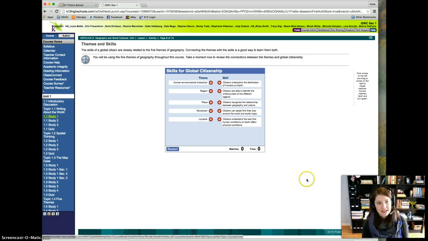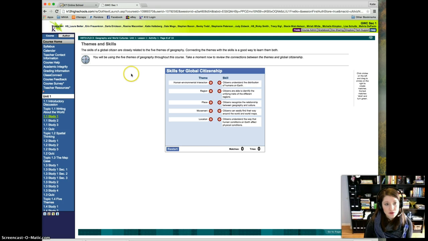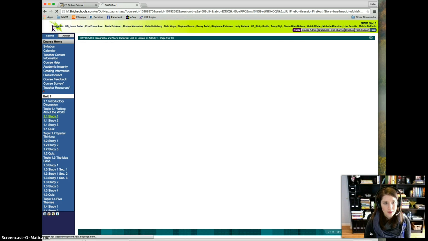Page 8. Themes and skills. The skills of a global citizen are closely related to the 5 themes of geography, which will be very important for the whole semester. You'll keep coming back to these, so you'll want to memorize these 5 themes. Connecting the themes with the skills is a good way to learn both. I encourage you to log on to page 8 here, 1.1 Study 1, to complete this activity on your own.